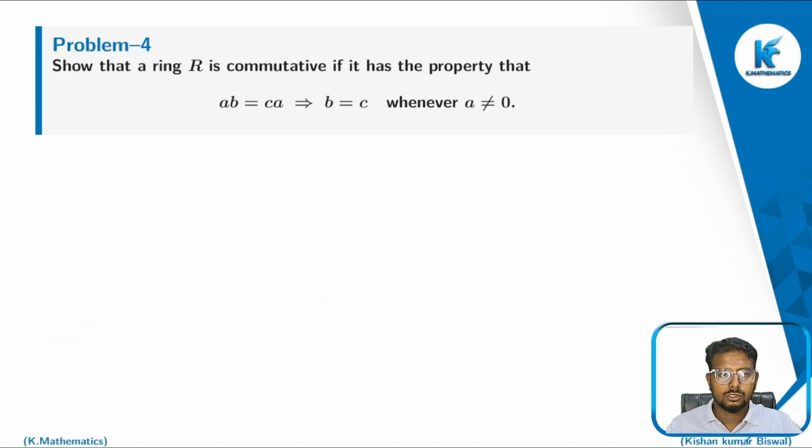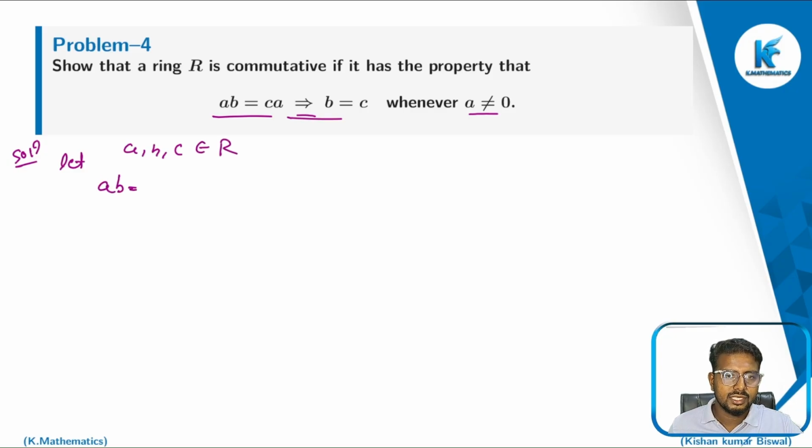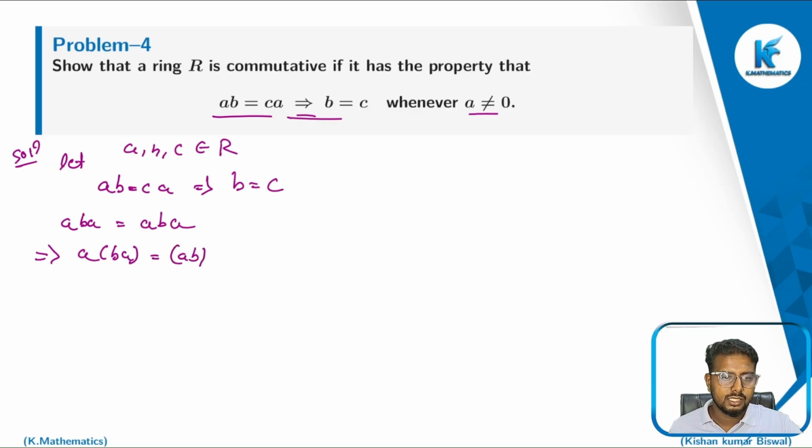Next in problem number 4, show that a ring R is commutative if it has a property that ab equal to ca implies b equal to c whenever a not equal to 0. तो यहाँ पर assume कर लेते हैं, let this property is satisfied, that means for a, b and c belongs to a ring R, then if ab equal to ca, that implies b equal to c. So here we can write aba equal to aba. Since these elements belong to this ring, so this satisfies associative property. So here we can write it as a into ba equal to ab into a.